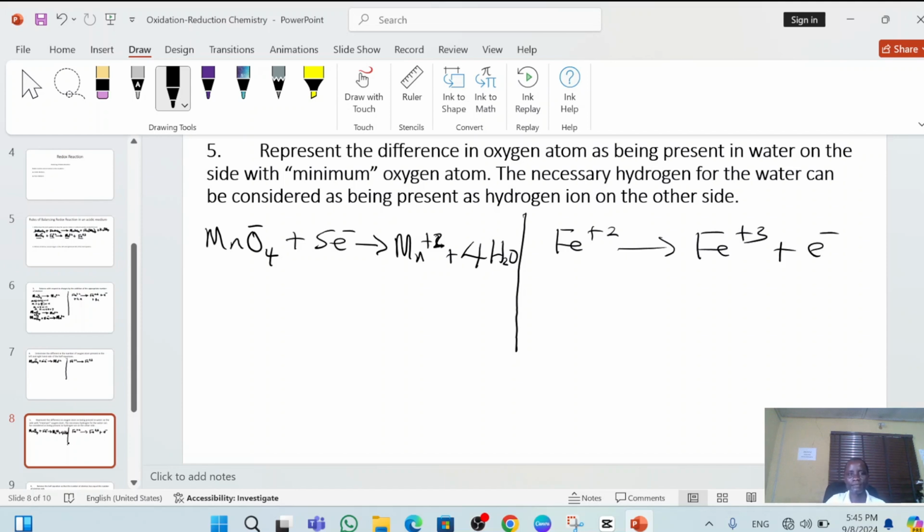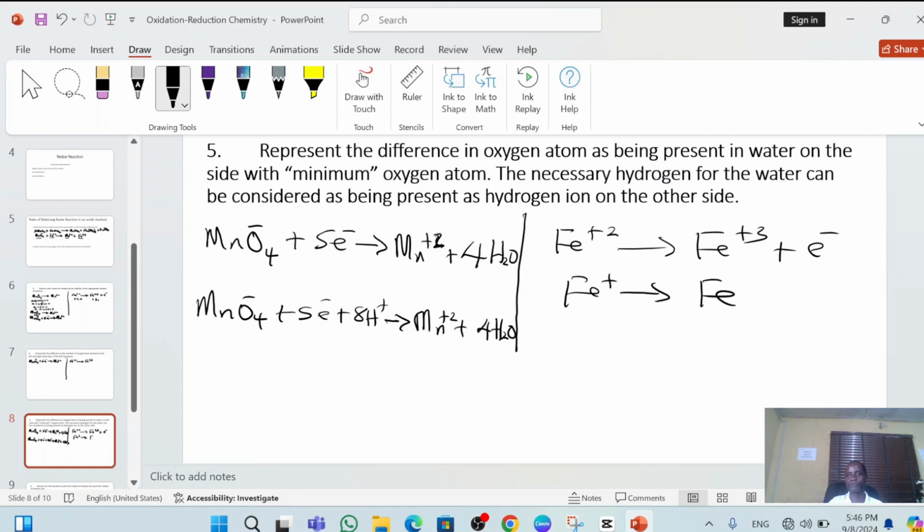Now after representing, on this side again you count how many hydrogen ions you have. 4 times 2 is 8. Then we are going to use 8 hydrogen ions on this side. That will be MnO4 minus plus 5 electrons plus 8 hydrogen ions give Mn2 plus plus 4 molecules of water. Now write this one just to keep going, not to be confused. Then let's move to the next principle.